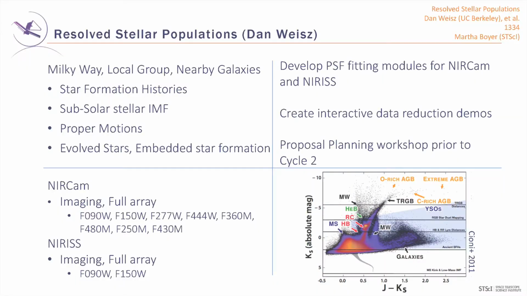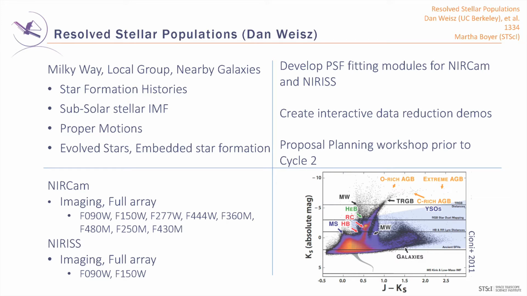And then if you go even deeper than what's shown in this diagram, you can see things like the main sequence kink in the near infrared, and you can do that out to something like 300 to 500 kiloparsecs. So for many of the ultra-faint dwarf galaxies, for example. And this particular program is going to sample this entire diagram.